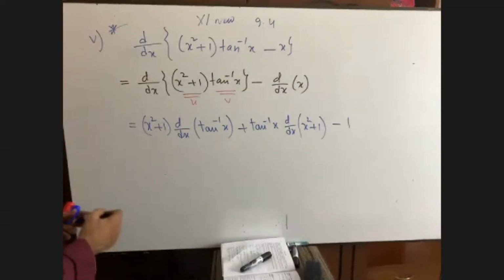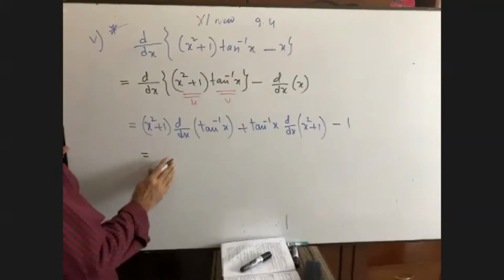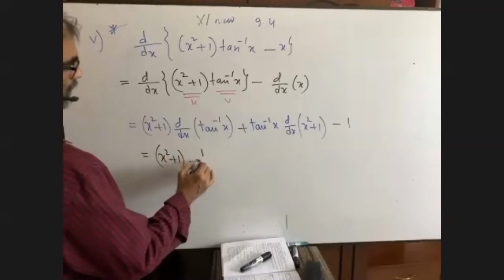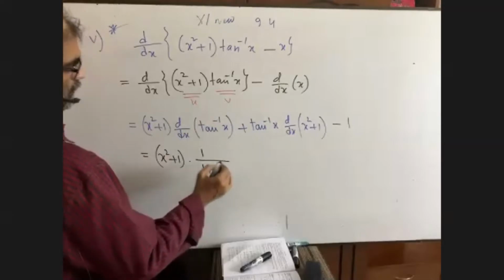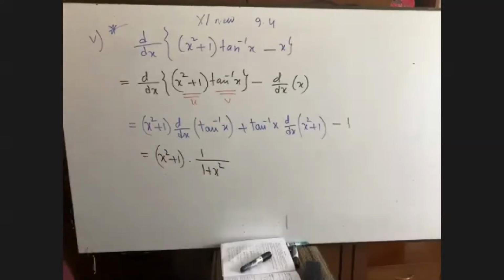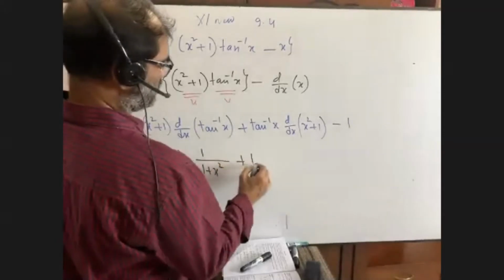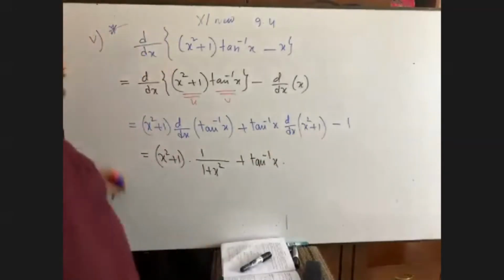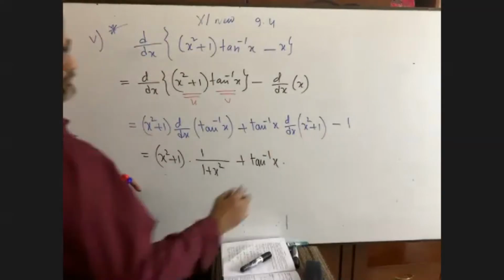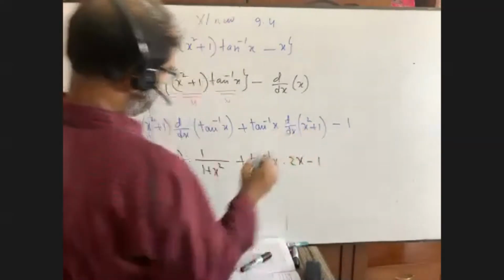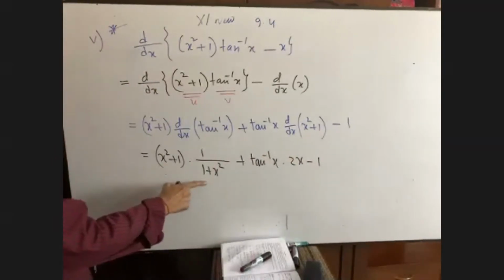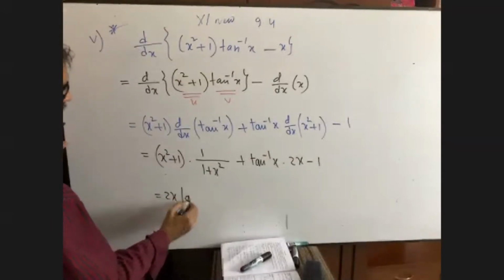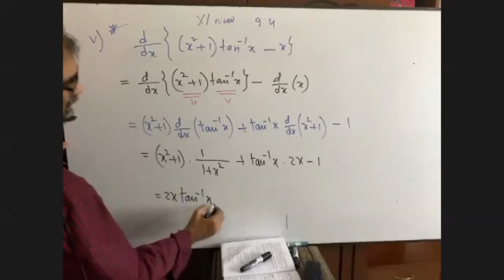Now you see, it is what? x square plus 1. What is tan inverse x? 1 by x square plus 1, that is 1 plus x square. Then again, it is tan inverse x. It is what? Only 2x minus 1. And we see this is 1 and this is minus 1 will be omitted. So we are left with 2x tan inverse x. Our math is done.